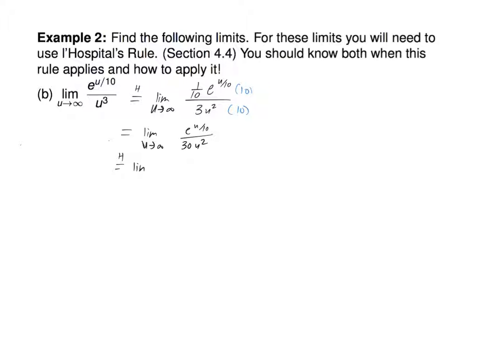I sense nobody else shares my excitement. I don't know why. So 1/10 e to the u over 10 over 60u. Okay, I'm tired of this. I don't want to simplify because I'm lazy. So if I L'Hopital it again, limit as u goes to infinity, 1 over 100 e to the u over 10 over 60. So now where's that going? Big number over 60, still big number, right? That goes to infinity.